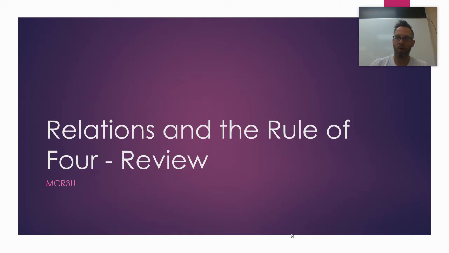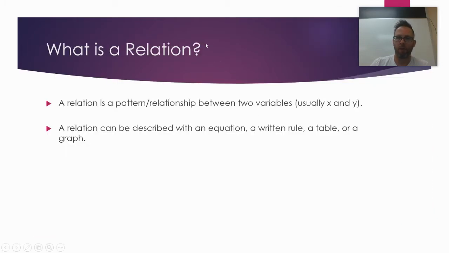So we're going to review what a relation is, make sure we all have the skill of creating a table from an equation and a graph, and also look at some more types of relations that we're going to look at during this course. So let's get started. First of all, let's review what a relation is. A relation is just a pattern, a relationship, a connection between two variables. And usually we use X and Y, but we can use other variables depending on the context if we want.